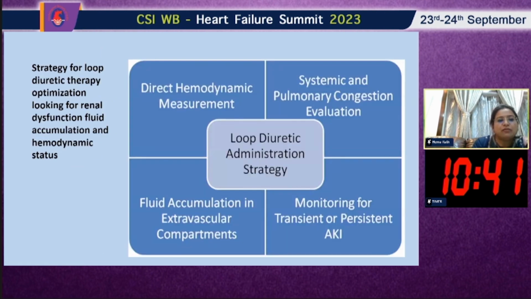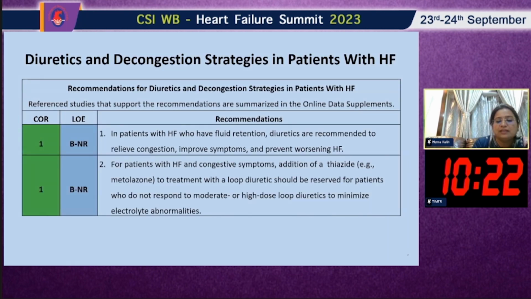So what is the strategy for loop diuretic therapy? Optimizing it means looking for renal dysfunction, fluid accumulation, and hemodynamic status by direct hemodynamic assessment, systemic and pulmonary congestion evaluation, fluid accumulation in extravascular compartments, and monitoring for transient and persistent AKI. So where does the recommendation for diuretics stand? It is a class 1 indication for all decongestion strategies in patients with heart failure who have fluid retention. Diuretics are recommended to relieve congestion, improve symptoms, and prevent worsening heart failure.